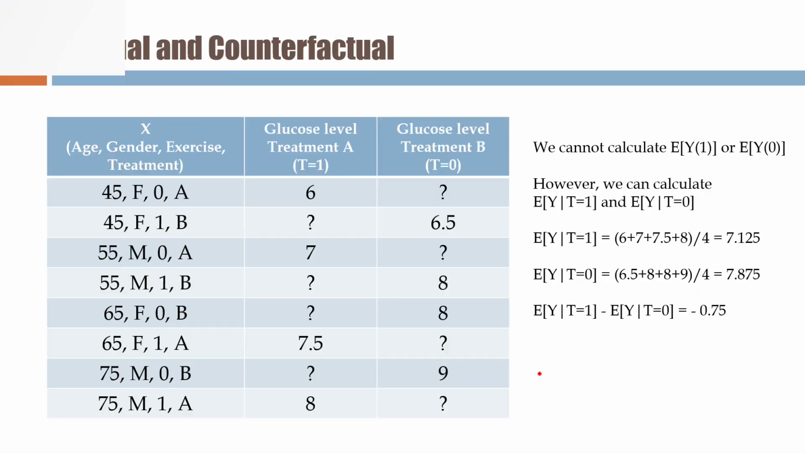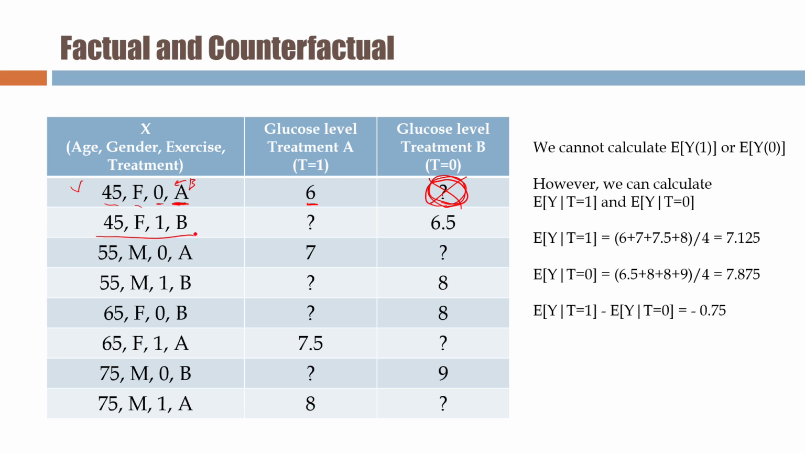However, actually, we don't have this data. What would it be if we give this patient, the first patient, 45 years old female who doesn't do the exercise, the treatment A, and her result is a 6. But what would happen if we provide treatment B to this person? What would be the glucose level? I don't know, because we don't have this data.